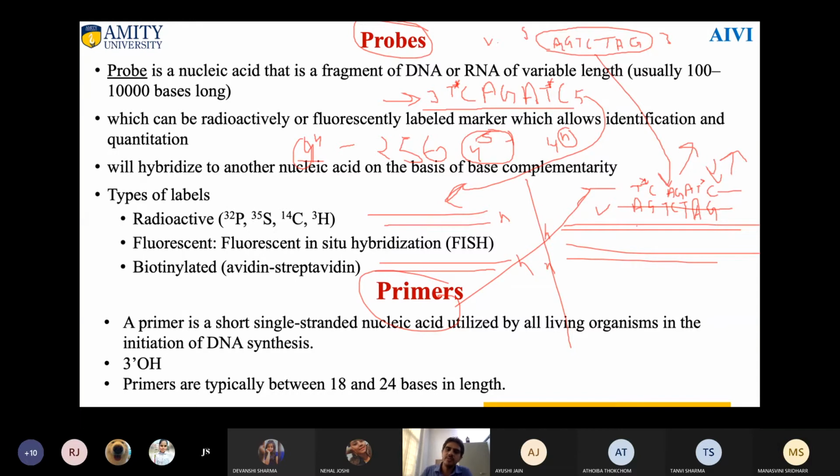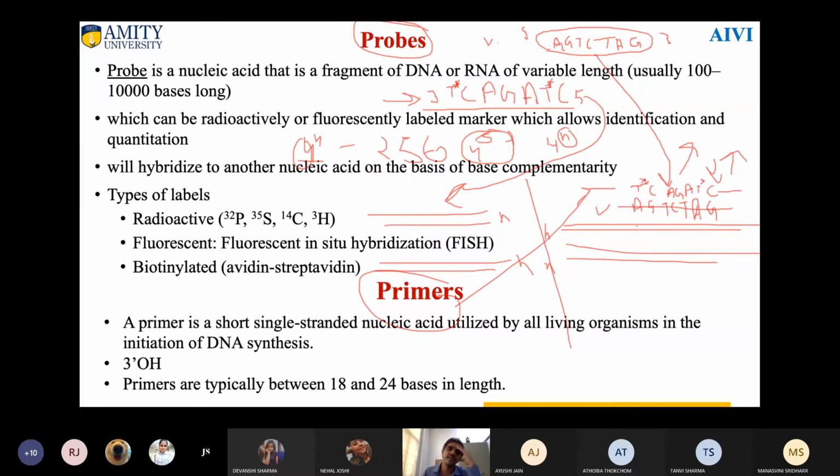Okay, so if you put this photographic film over your DNA sample to which your probes are bound, then the impression of your DNA will come over the photographic film. If the impression is coming over the film, it means the probe bound to the sequence, and the sequence is present in your sample. So this is the one.